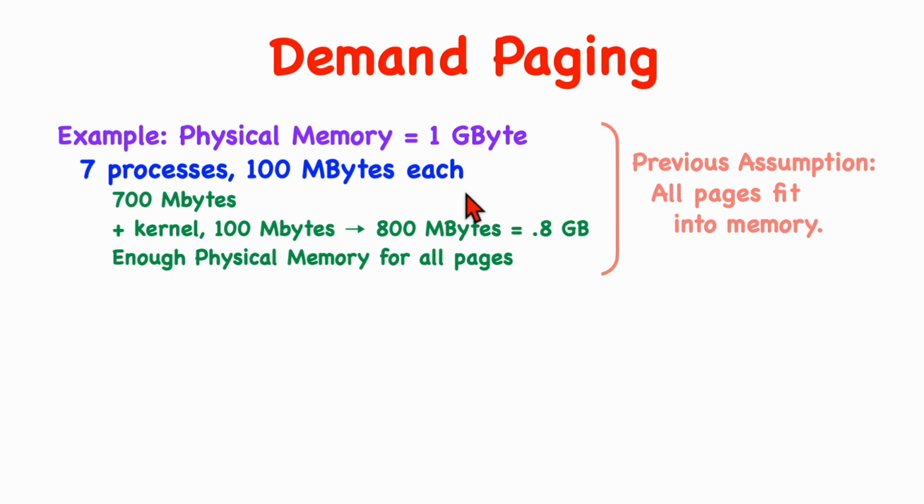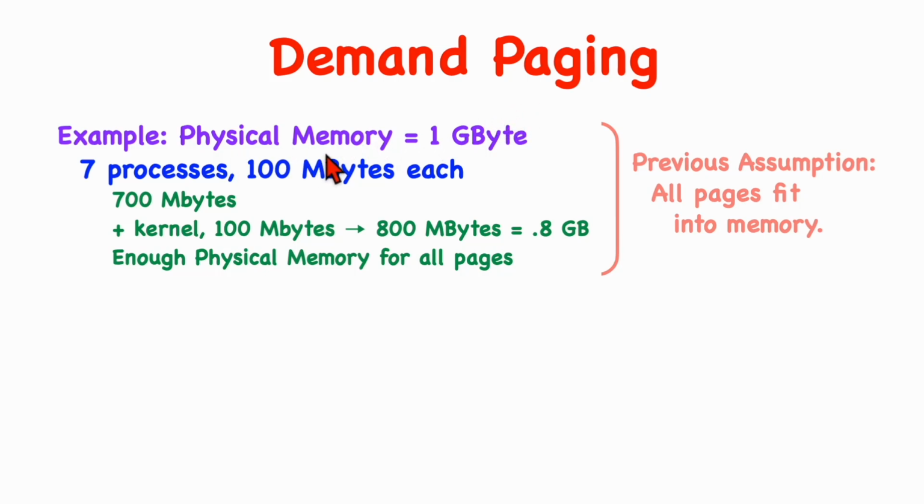I want to describe the A and D bits in the page table entry, but in order to do so, we first need to learn about demand paging. So let's take a moment to describe what demand paging is and how it differs from what we've seen so far. And we'll motivate this with an example.